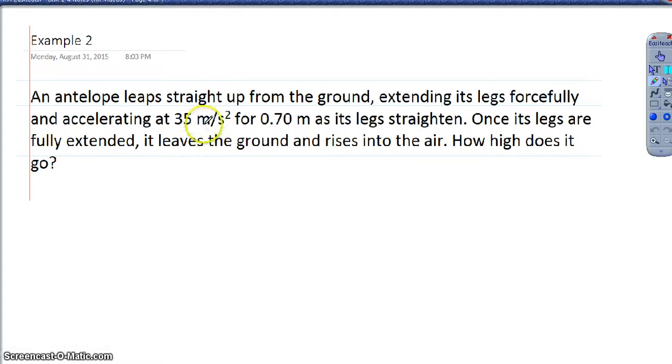Okay, so really all this comes down to is it's a projectile problem where something's going straight up in the air, right? And in order to figure out how high it goes, we need to know what its initial velocity is. So that's the reason they gave me all this background information.